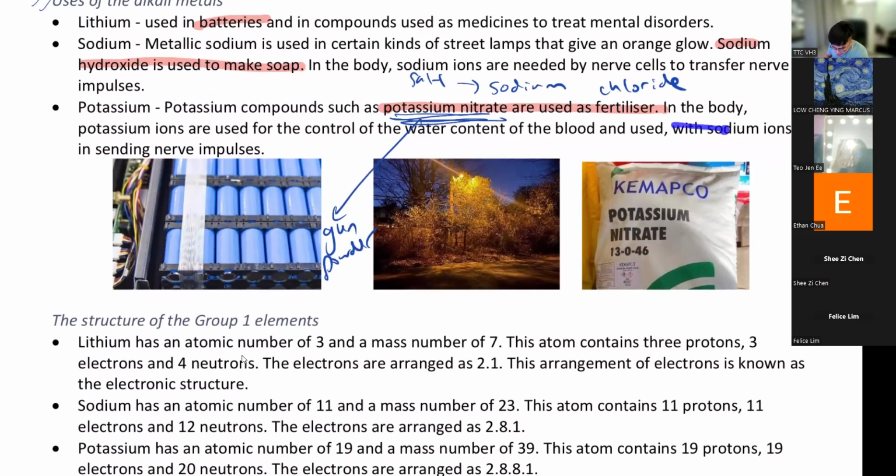In the body, potassium ions are used for the control of the water content of the blood, and used with sodium ions in sending nerve impulses. So sodium and potassium, as dangerous as they are, are quite important in our body. If you do not have enough sodium, you will cramp. You run halfway, then your muscles cramp.